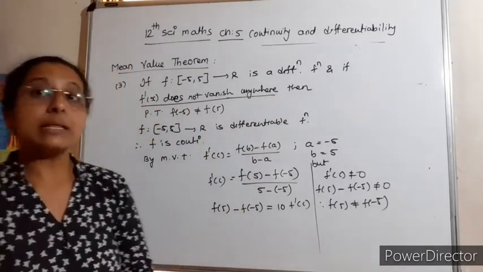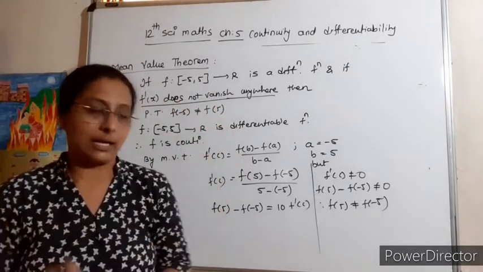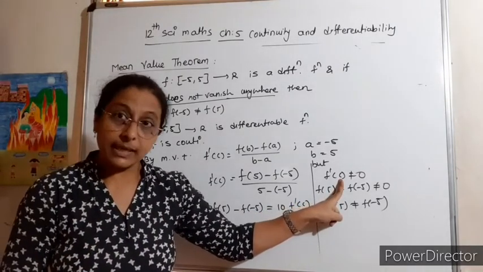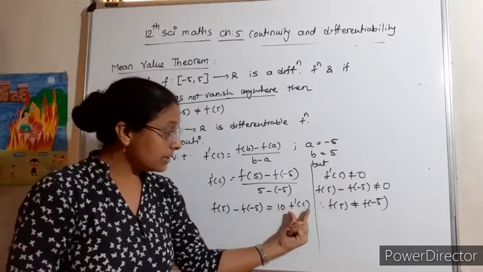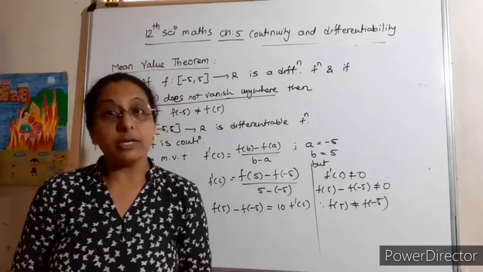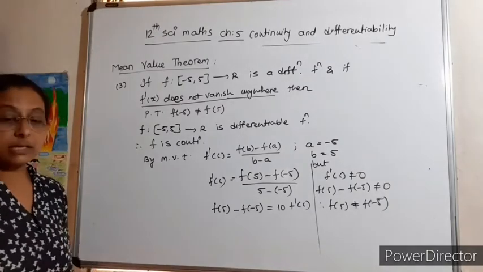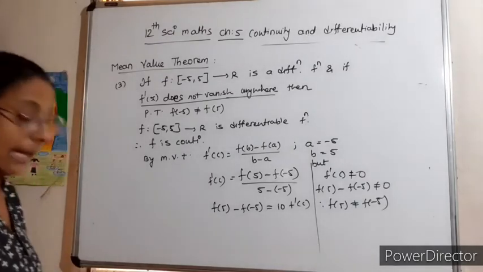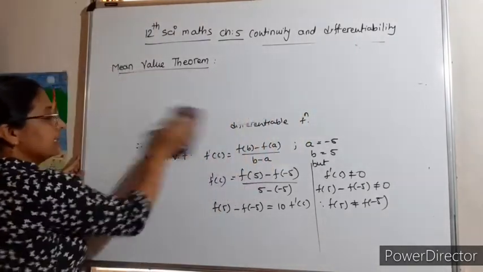Here it is given f dash x does not vanish anywhere. Does not vanish मतलब 0. So f dash x कहीं पे भी 0 नहीं है. So we can say that f dash c is not equal to 0. You understand that? By that way also you can say that it is 0 नहीं है. If f dash c is not 0 तो ये भी 0 नहीं होगा. तो ये 0 नहीं है तो f of 5 is not equal to f of -5. You understand that? Okay. So this is the question number 3 of exercise 5.8.